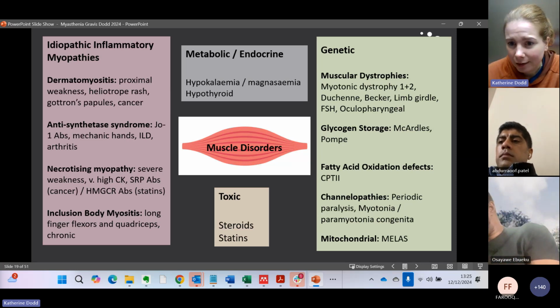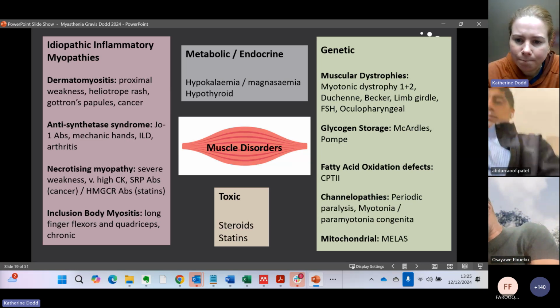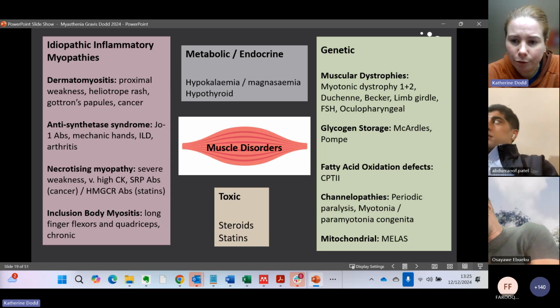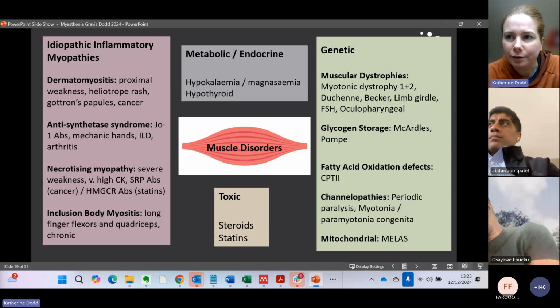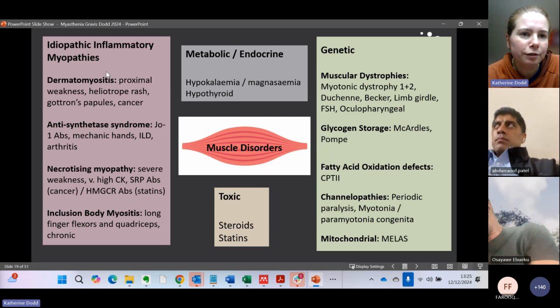Although interestingly, occasionally that can happen in myasthenia. And mitochondrial disorders often come with a raft of other clues to mitochondrial disorder, for example, diabetes, deafness, short stature, and family history. Then you've got your idiopathic inflammatory myopathies.